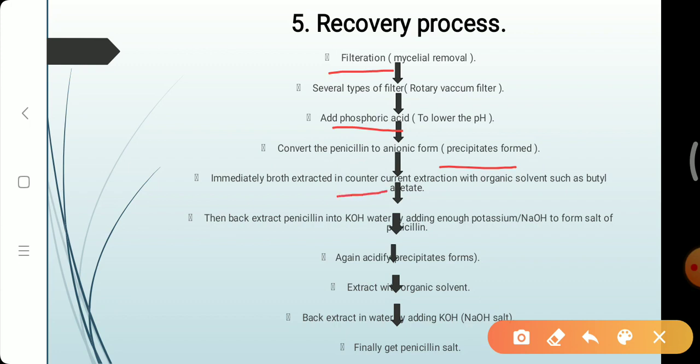In the counter current extraction, we add an organic solvent such as butyl acetate. After adding the butyl acetate, we back extract the penicillin into the water phase by adding NaOH or KOH. Then we obtain the salt of penicillin. Again we acidify by adding phosphoric acid, then again extract with an organic solvent, butyl acetate. And again we back extract in water by adding KOH or NaOH. And finally we get the penicillin salt. This is how in industry we produce penicillin.